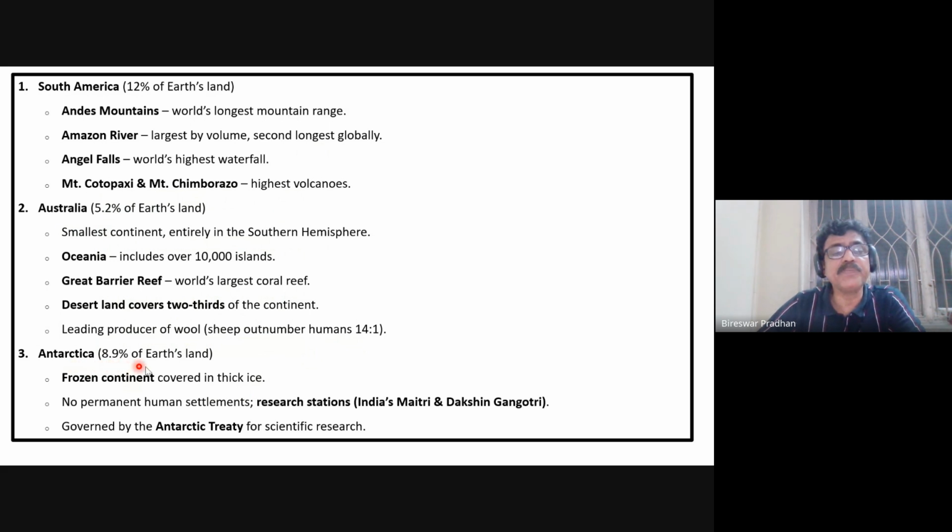Antarctica: 8.9% of the Earth's land, a frozen continent covered in thick ice. No permanent human settlement. This is the frozen continent. But research stations are there also, the Indian Maitri and Dakshin Gangotri, governed by the Antarctic Treaty for scientific research.